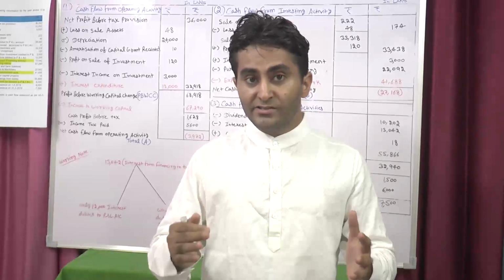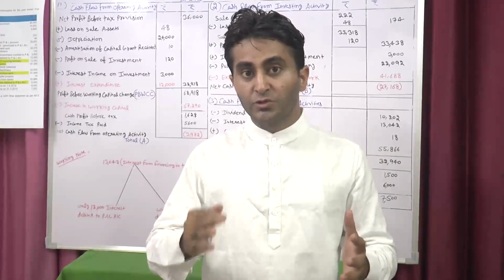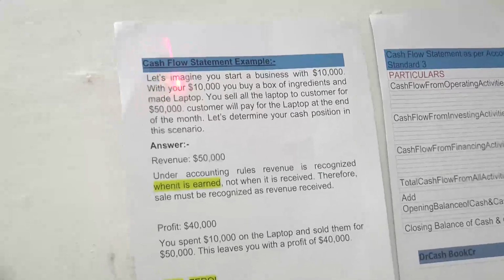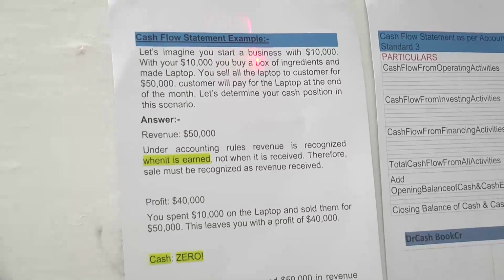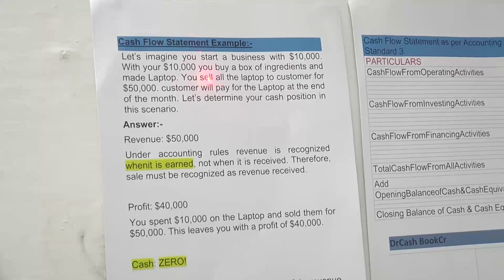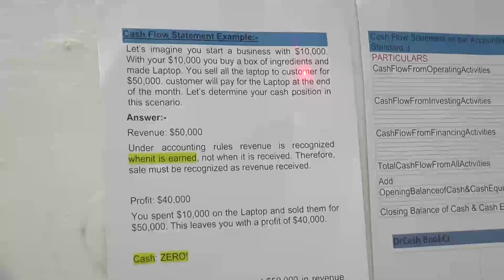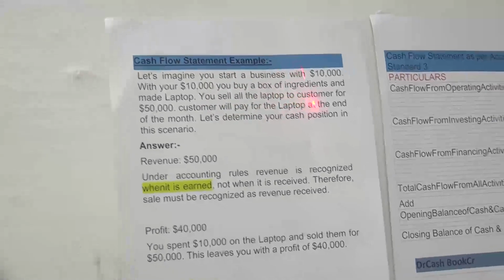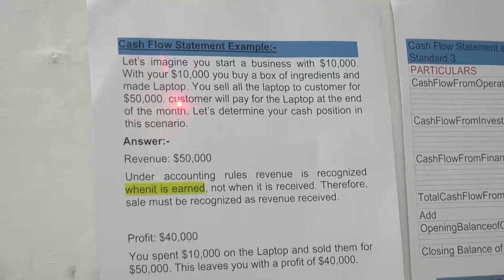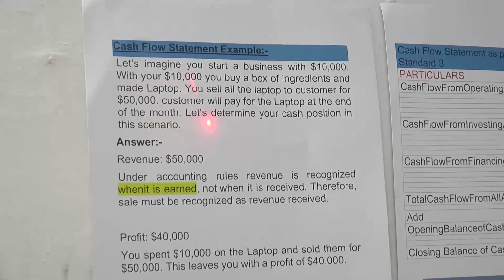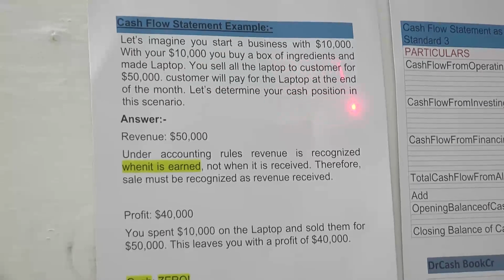So let's understand the cash flow statement through a small example. Now come to the example. Cash flow statement example. Let's imagine you start a business with $10,000. With that $10,000, you buy a box of ingredients and make laptops. You sell all the laptops to a customer for $50,000. The customer will pay for the laptops at the end of the month. Let's determine your cash position in this scenario.